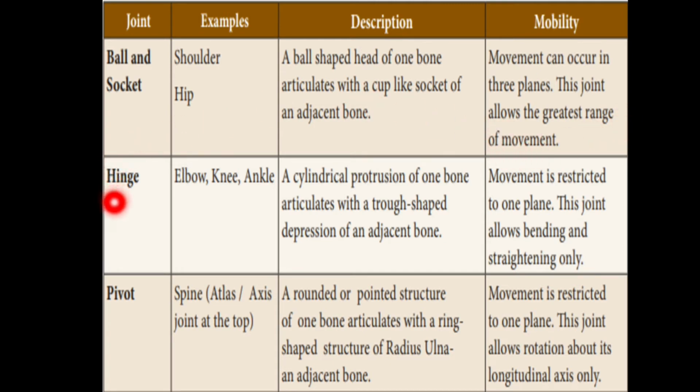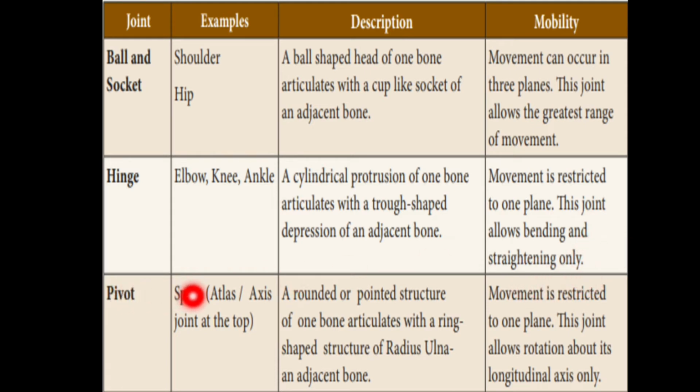The second one, hinge. The examples are elbow, knee, and ankle. A cylindrical protrusion of one bone articulates with a trough shaped depression of an adjacent bone. Mobility: movement is restricted to one plane. This joint allows bending and straightening only.